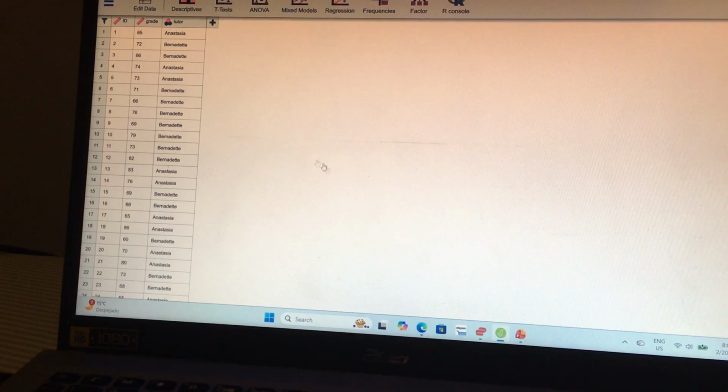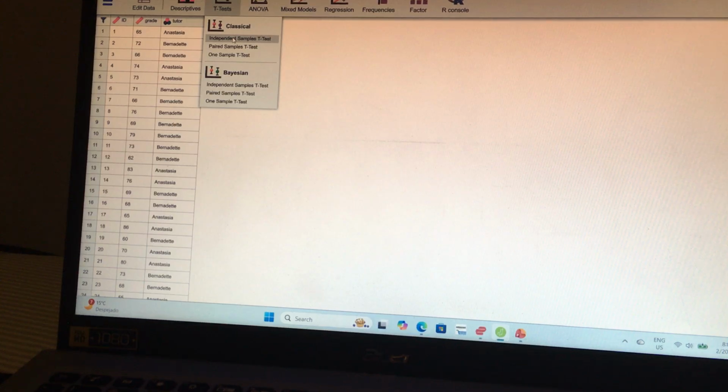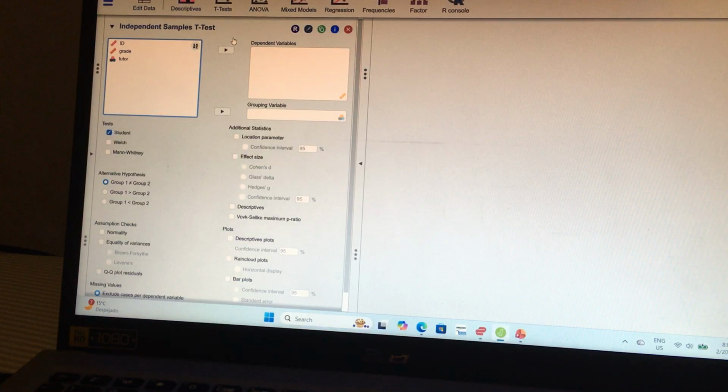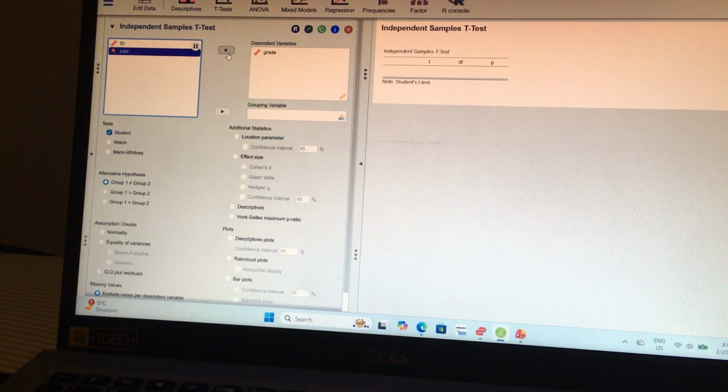So we're going to open up the t-test, and yesterday we did the one sample, and now we're going to do the independent samples t-test. So open up this, and we're going to move the student grade into the dependent variables box. Boom. And then we're going to move the tutor variable into the grouping variable. There we go.